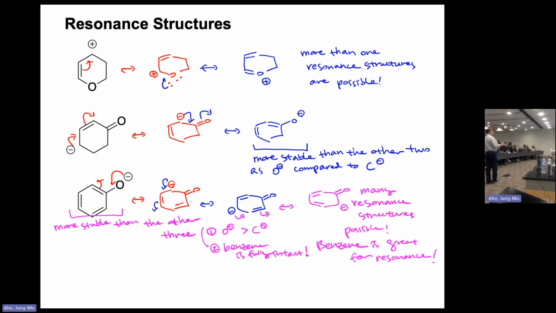But these resonance structures are possible. So drawing the resonance structures, it sounds simple because we only have two rules. Don't violate the octet rule, right? Don't break the single bond. There's only two rules that you're going to use to draw them.